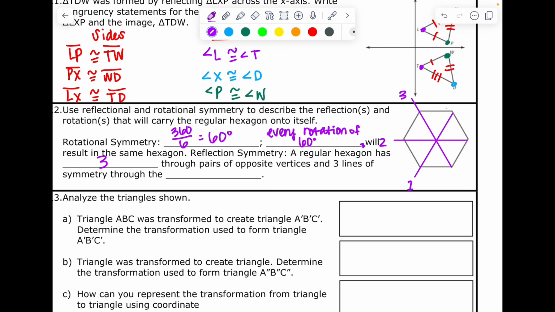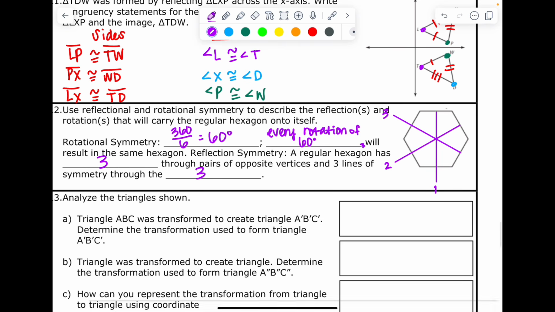3 lines of symmetry are also going to be from side to side. So if I go from this side to this side, that's symmetrical, and that's 1. And if I go from this side to this side, that's 2. From this side to this side, that's 3. So it also has 3 lines of symmetry. Oh, sorry, it says 3 right there. Through opposite sides. And more specifically, it's going through the middle of these sides.